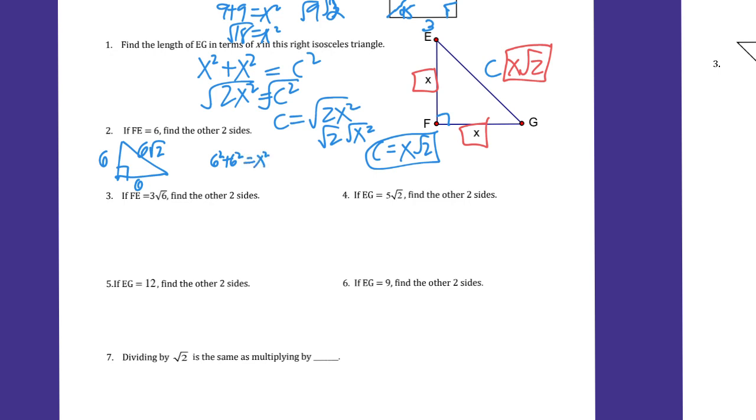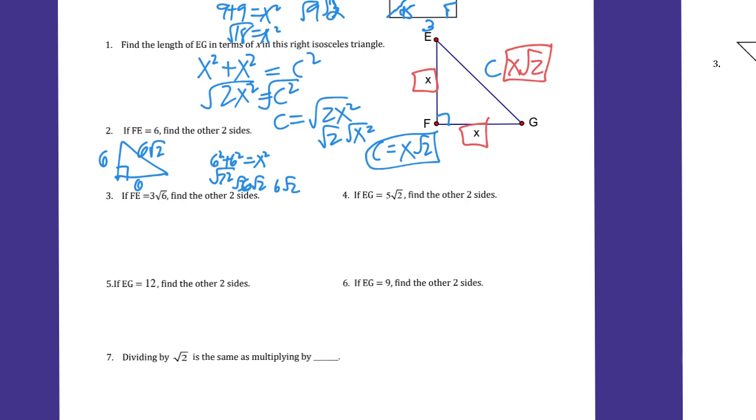It's going to be 36 plus 36 is 72. The square root of 72 is going to be the square root of 36 times the square root of 2, or 6 root 2. Hey, it is! So that ratio holds in this next question. Again, you can do the Pythagorean theorem, but you don't have to if you know the code. Okay, let's try the next one.